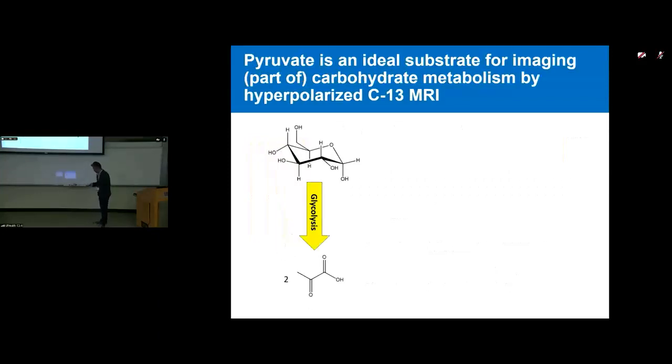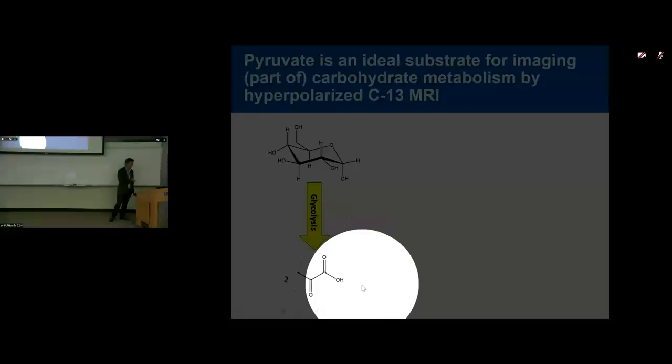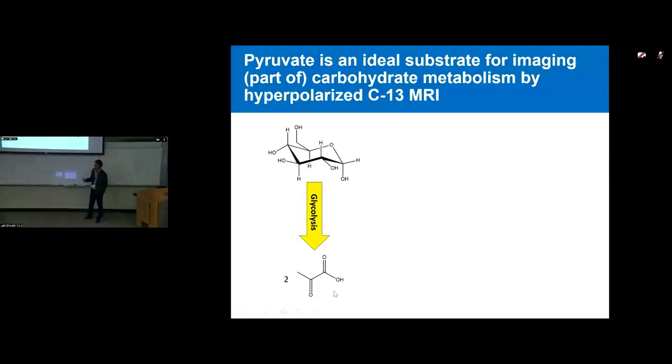So the most ideal surrogate for glucose is pyruvate. And as we all know, one glucose molecule gives you 2 molecules of pyruvate. The good thing about pyruvate is it has 2 carbons with a carbonyl and a carboxyl group, one carbonyl and one carboxyl group. And both of them are very favorable in terms of C-13 hyperpolarized MR properties.